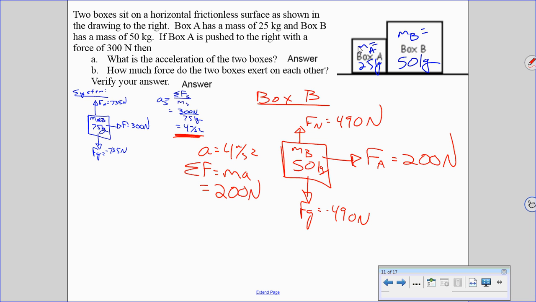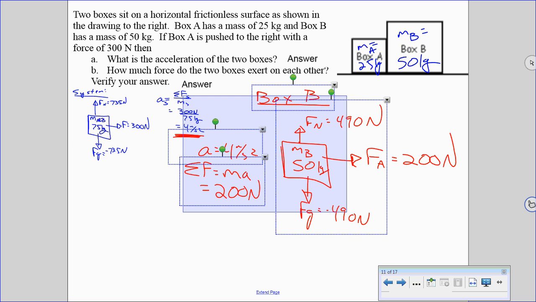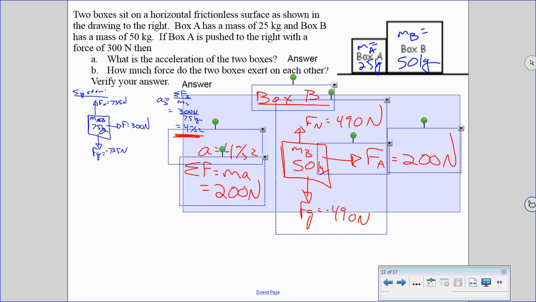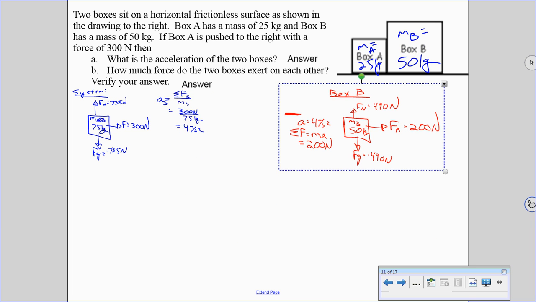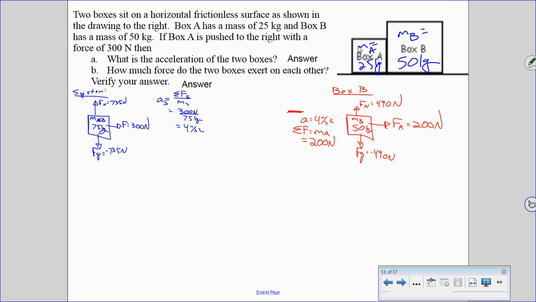The 300 newtons, well, hold on. Let me do box A, and then I'll show you where the 300 newtons is. So is everybody okay with box B? Maybe I should have started with box A. All right. So finally, box A.